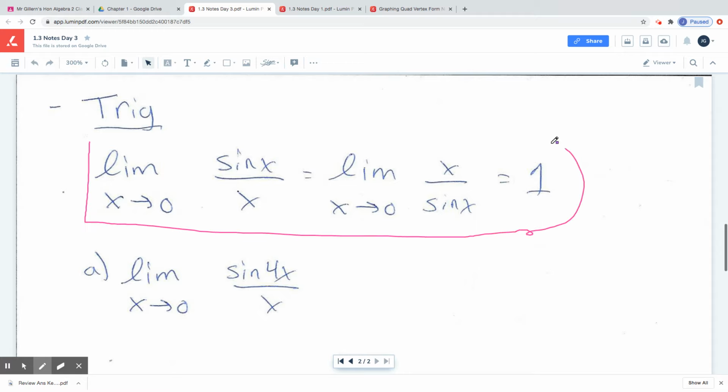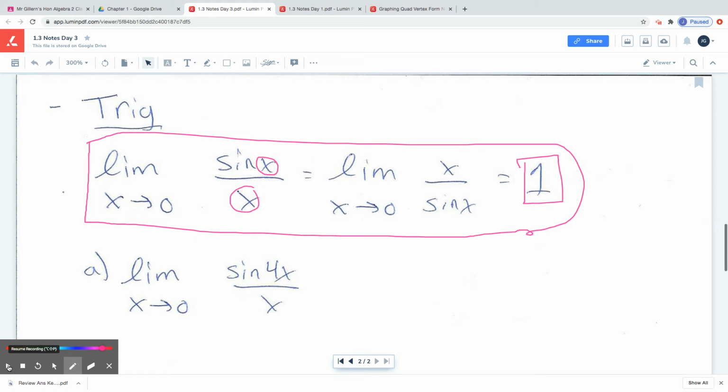Now, this thing I'm boxing right here is important. This property says that the limit as x approaches 0 of sine of x over x, or of x over sine of x, so whatever comes after sine has to be on the bottom, if that ever happens, the limit is always 1. So the limit of sine of x over x as x approaches 0, or the limit of x over sine of x as x approaches 0, are both equal to 1. And that's going to be a very important property for us to remember.